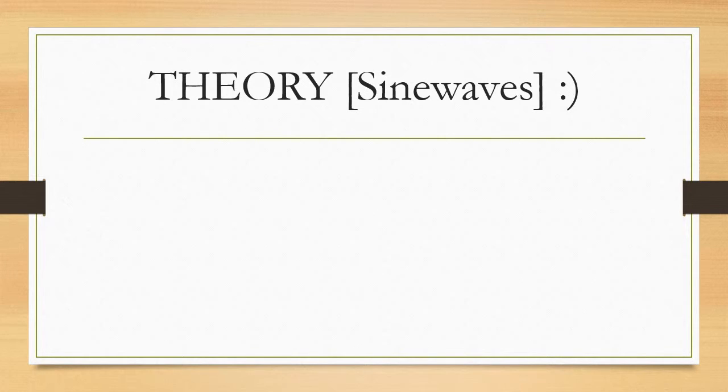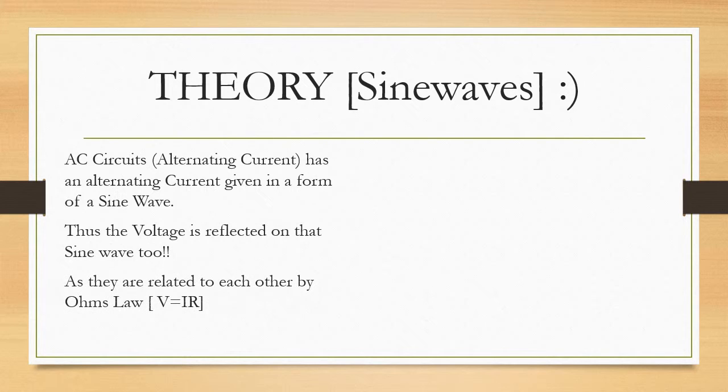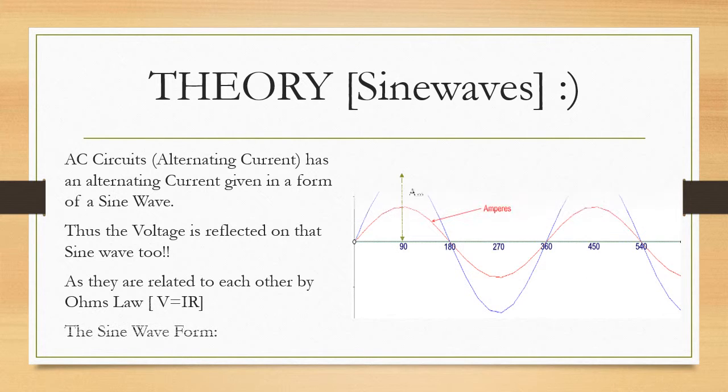Sine waves. AC circuits have an alternating current given in the form of a sine wave. Therefore, the voltage is a reflection of the sine wave, due to the relationship that exists between them, known as Ohm's law, V equals IR. The sine wave form is given as amplitude times sine(ωt + θ).